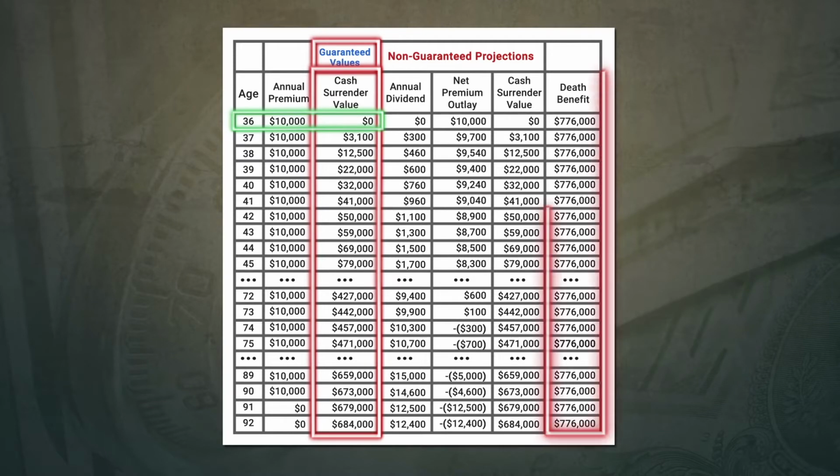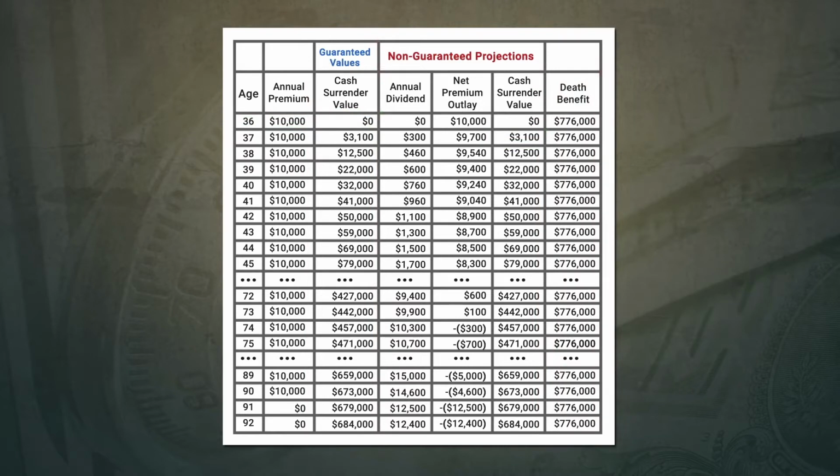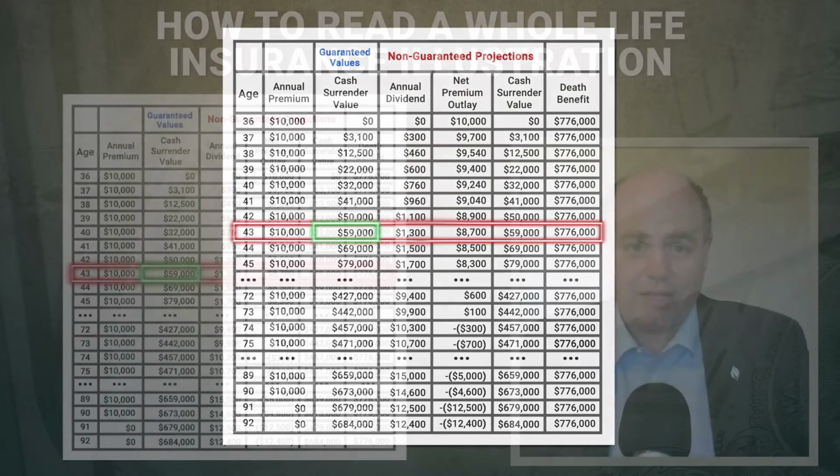However, the death benefit from inception is $776,000. So by making that first premium payment, you've got the full death benefit coverage. It's just the cash value, at least the guaranteed one, is zero. But now over time, let's skip ahead to age 43, for example, 7 years into the policy. Notice that the cash surrender value on the guaranteed portion of this illustration has grown to $59,000.